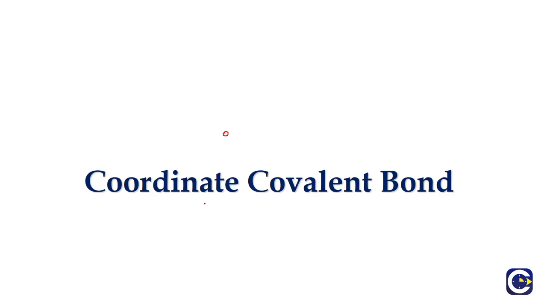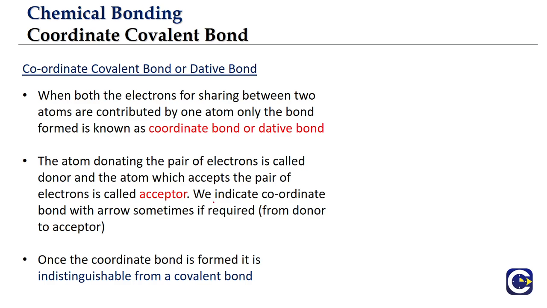Hello everyone. In this video we look at the concept of coordinate covalent bond or the dative bond. Now what is the coordinate covalent bond? So if you have a normal covalent bond, what is the understanding we have?